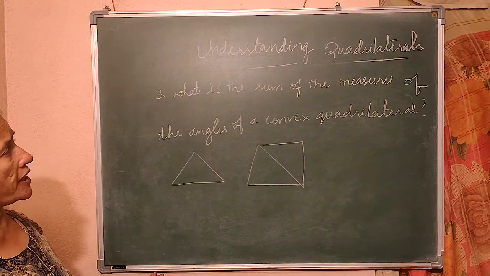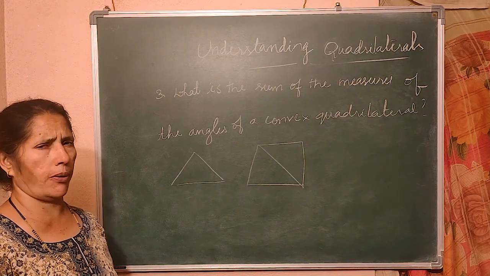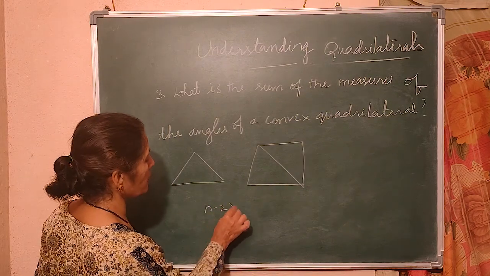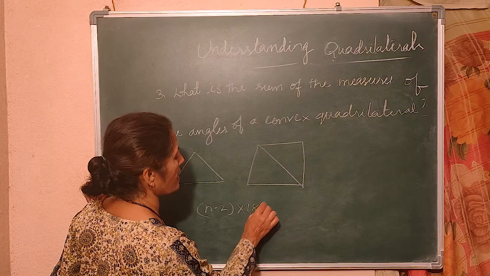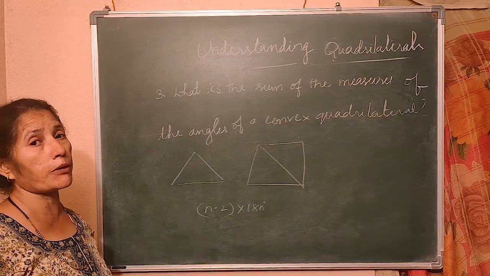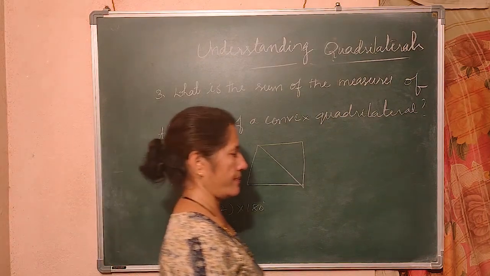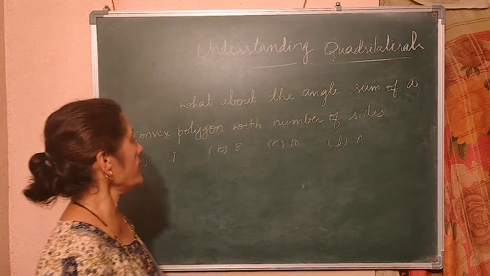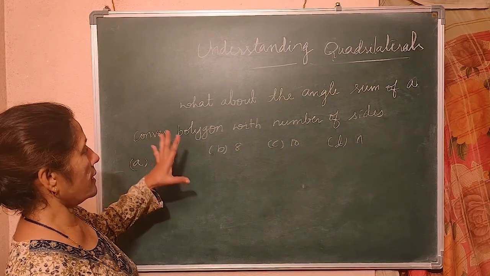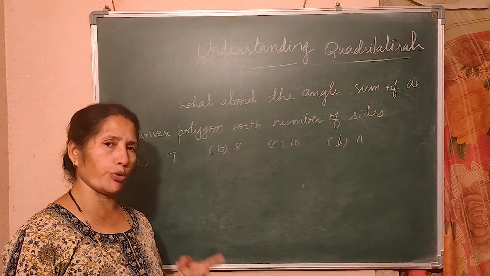And the next question is, is it true with a concave polygon also? No. So what is the general formula I said? N minus 2 into 180 is the sum of all the angles of a convex polygon, where n is the number of sides. Right? Let us move on to the next question. So we said the number of triangles in a quadrilateral is 2.